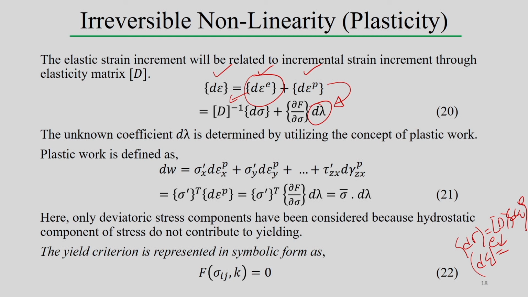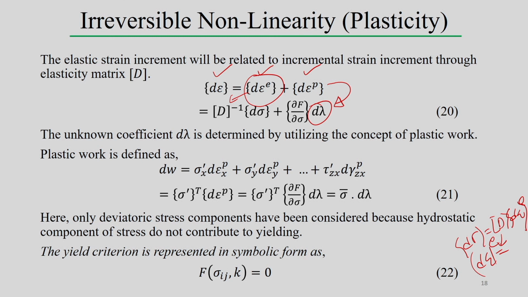So, it is the expression for del f by del sigma into d lambda. Here f indicates the functional form of the yield surface during a 3-dimensional analysis, once it enters the plastic domain. Now we have to look into the other theoretical aspect also: how we can estimate this value. The unknown coefficient d lambda is determined by utilizing the concept of plastic work. So, utilizing the concept of plastic work, we can estimate the value of d lambda. That expression we will try to look into.